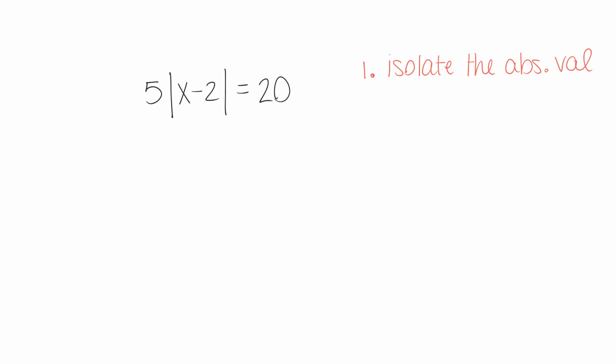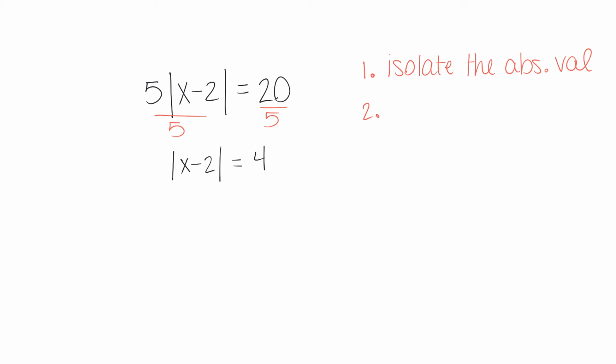So you first really have to isolate the absolute value. And in this case, that means we need to divide both sides by 5. And that's going to leave us the absolute value of x minus 2 equals 4. Now we're back to where we were before, and we can pick up.